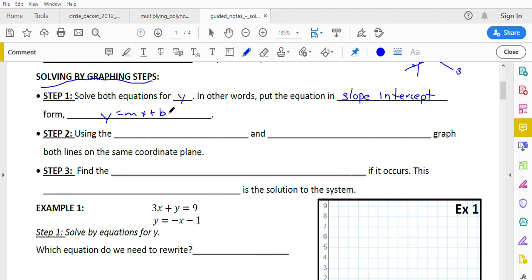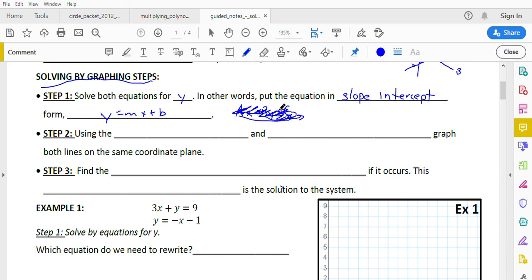So if they give you something in standard form, which we talked about was ax plus by equals c, you can graph it. We talked about how to graph it with the intercepts. It's just typically more work than it's probably worth. So you want to go ahead and move the ax over to the other side and then divide by b, so you have y by itself. That makes it nice and easier to graph.